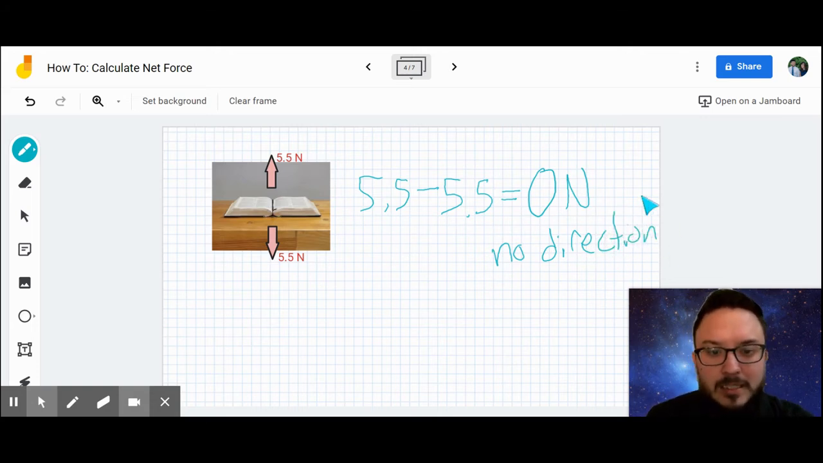As we can see, the book is just sitting here on the table. Gravity pulls it down, but the table is also pushing up on the book so that it doesn't fall down to the ground. Overall, there's no motion because the book is just going to sit there.